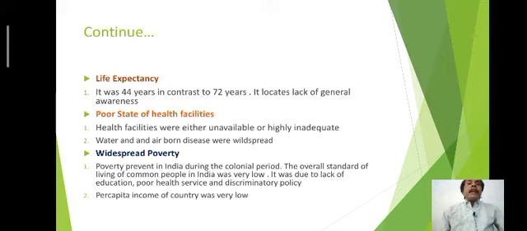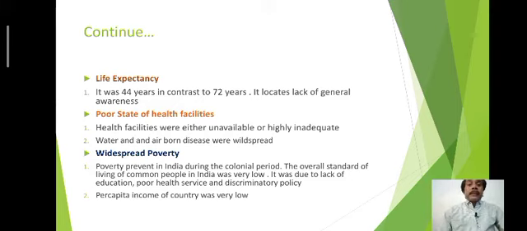Next is life expectancy. Life expectancy refers to how many years a person can survive after taking birth. At the time of independence, it was only 44 years, but nowadays we are able to survive up to 72 years. So it indicates a lack of general awareness and medical facilities. The life expectancy was very poor at that time, and nowadays some changes have taken place.